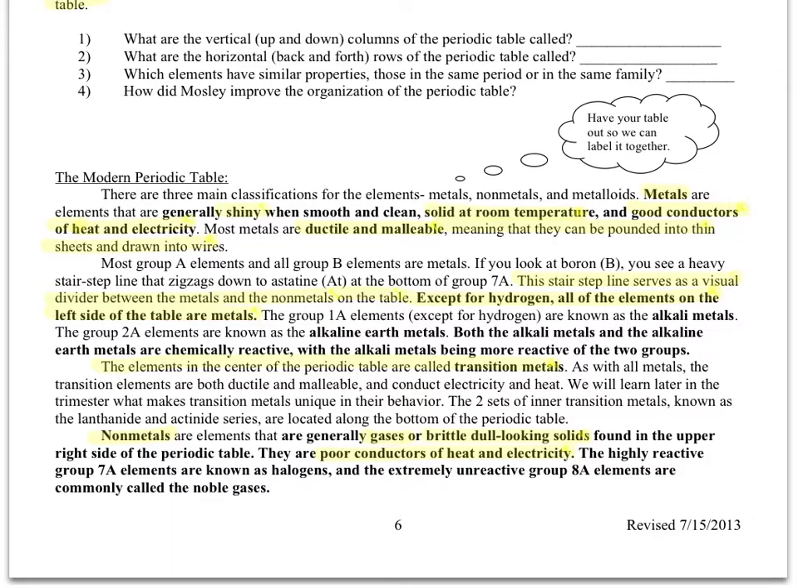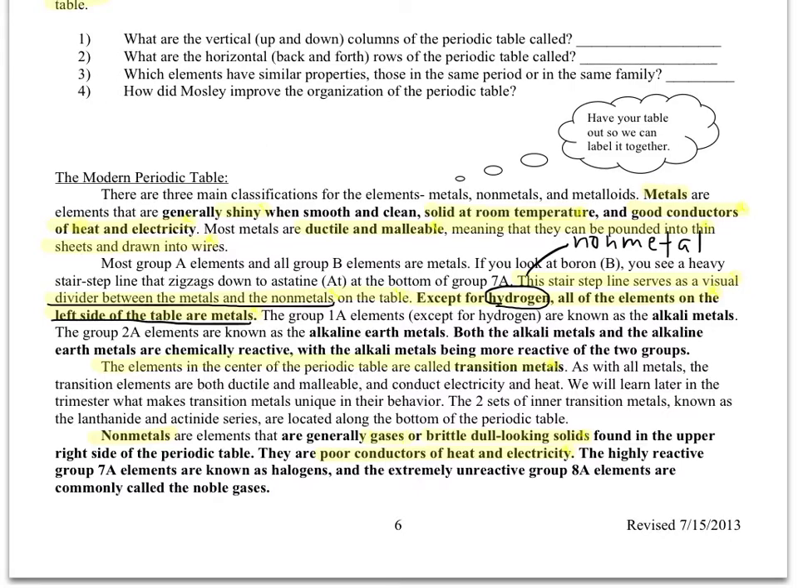If you look on your periodic table, and when we have it in front of us it'll be a little bit easier to see, there's a dark, bolded, stair-step zigzag line over more on the right side of the table. That zigzag line is actually the divider between the metals and the nonmetals on the table. With the exception of hydrogen, which is actually a nonmetal, so don't let me confuse you, which is way over on the left side, all the elements on the left side of the table are metals.